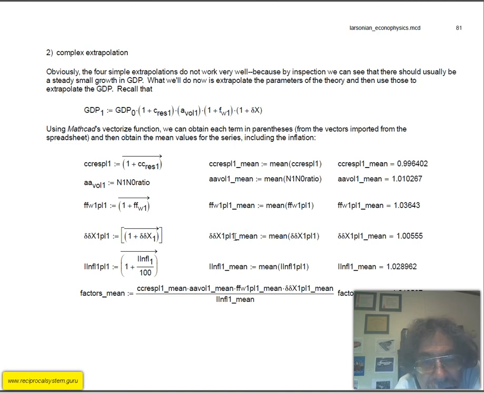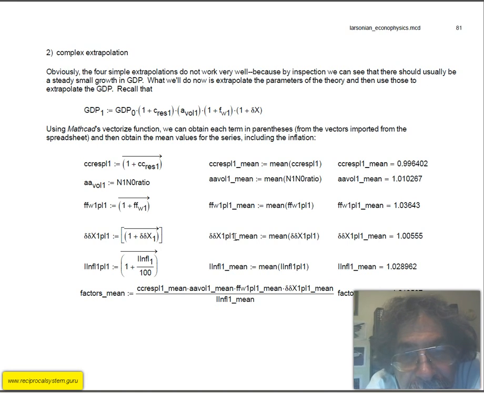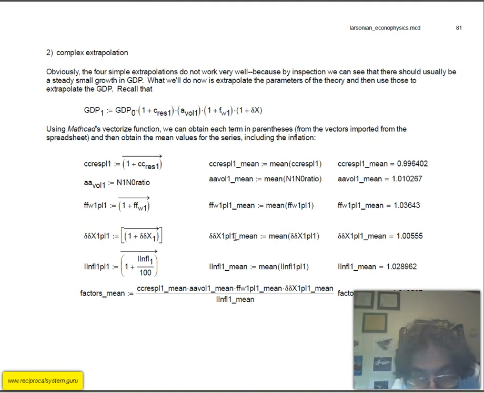And now we can do a complex extrapolation. Obviously, the simple extrapolations do not work very well because by inspection one can see that there should usually be a steady small growth in GDP. Of course, unless there's some exogenous factor like a virus. What we'll do now is extrapolate the parameters of the theory and then use those to extrapolate the GDP. So recall that GDP sub 1 equals GDP sub 0 times these factors: 1 plus C res 1, A sub vol 1, times 1 plus F sub W1, times 1 plus delta X, where A sub vol 1 is just the ratio of N sub 1 to N sub 0.